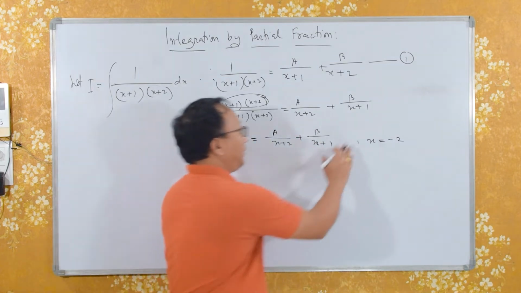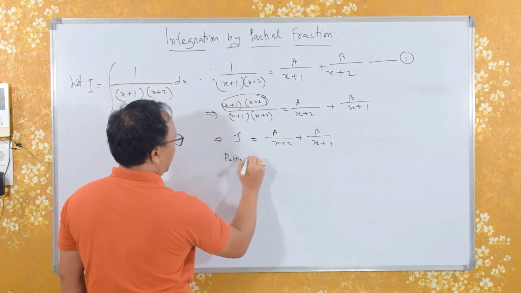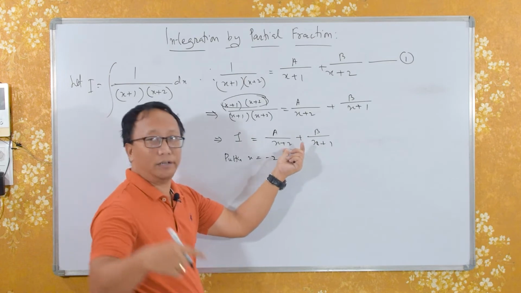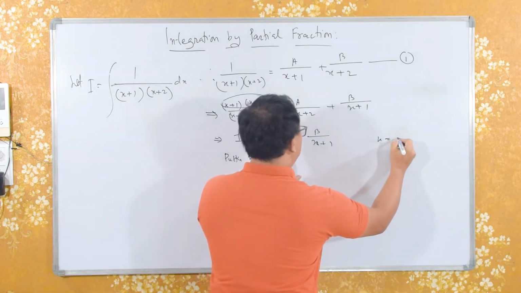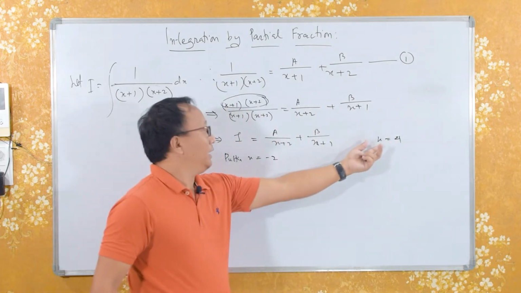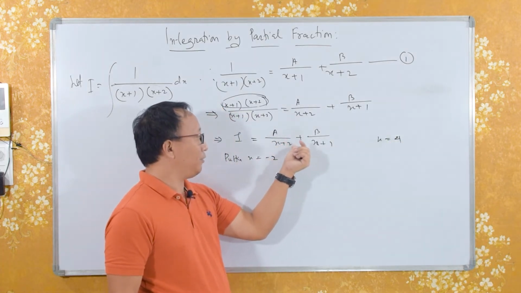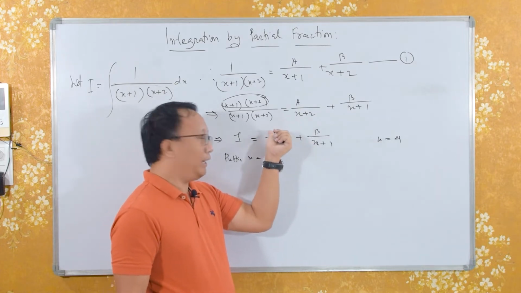Therefore, putting x equal to minus 2 in this equation. Why minus 2? Why not another number? Say, for example, if I put x equal to 4, then x plus 2 is 6, and the term A will be as it is.